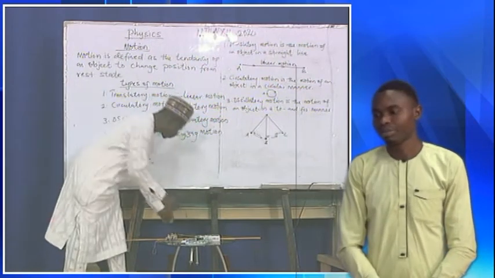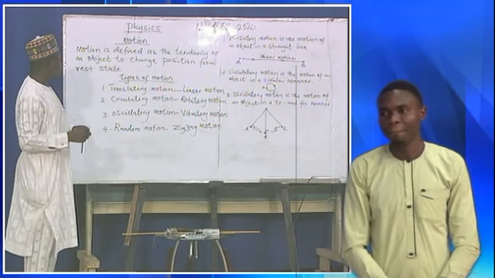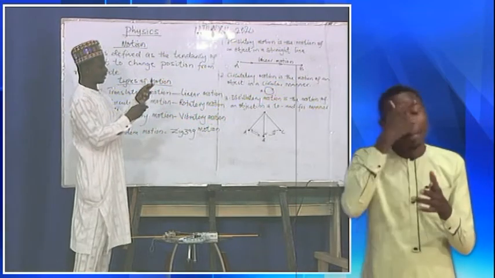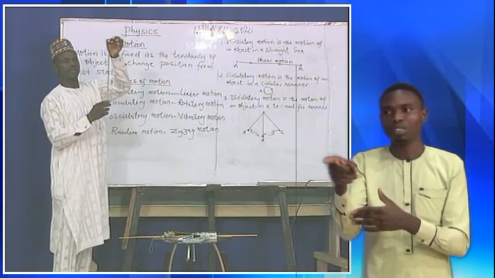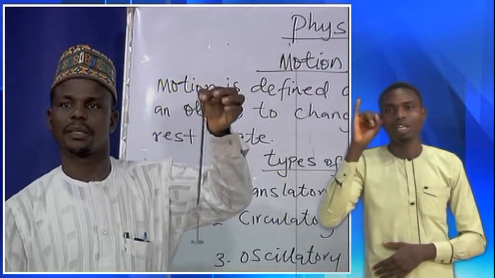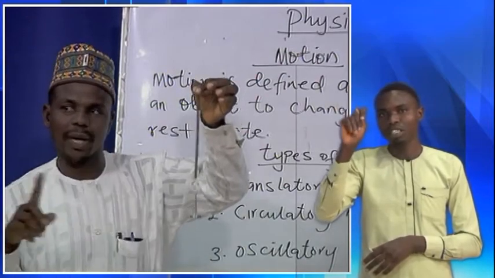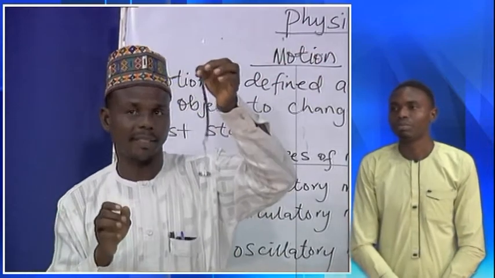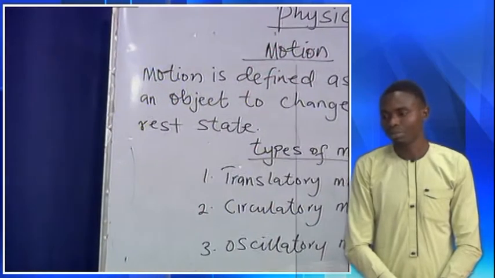I want to use this one also, because sometimes people misunderstand oscillation. They say oscillation and vibration are two different things. This one is also vibratory motion. To and fro movement. This is vertical while the other one is horizontal. So they are the same. This is vibratory or oscillatory motion, please.